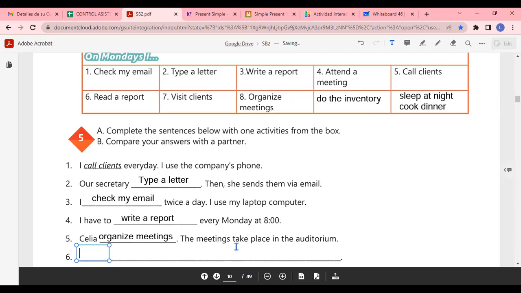But you, what do you do on Tuesday? Can you give me one idea? Let's see, can you help me with one idea, please? Miss Rebecca, can you help me with one idea? Utilizando unas frases que se miran arriba, Miss, ¿se las vio? Check my email, type a letter, write a report. Attend a meeting, call clients, read a report, visit clients, organize meetings, do the inventory.